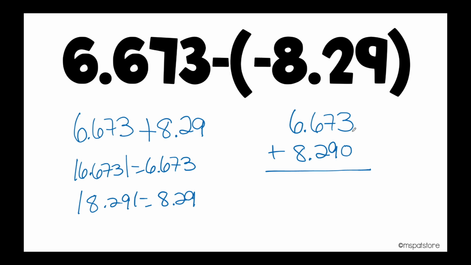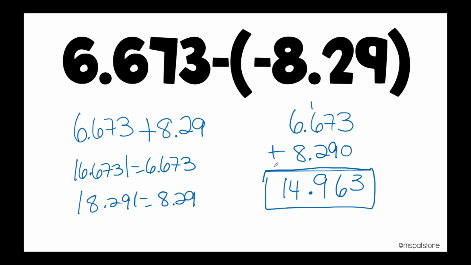So 3 plus 0 is 3. 7 plus 9 is 16. I will carry 1 right here. 7 plus 2 in this case will be 9. Then I need to bring down the decimal point, and 6 plus 8 is 14. In this case, as they share the same sign, my final answer will be positive 14 and 963 thousandths.